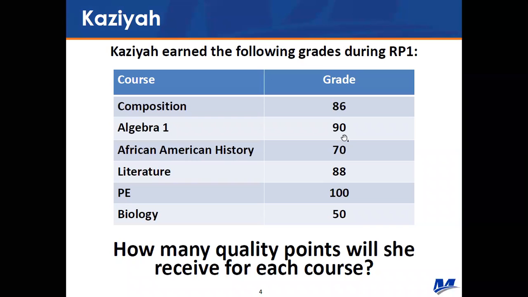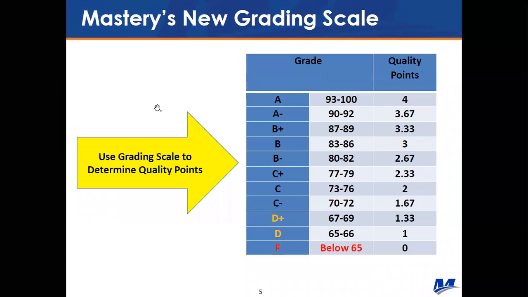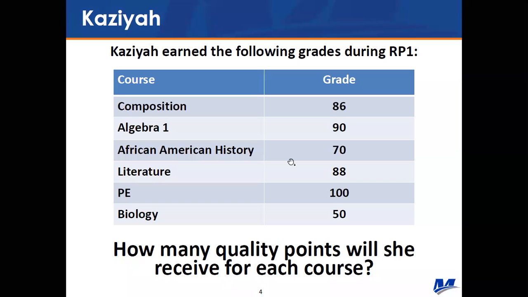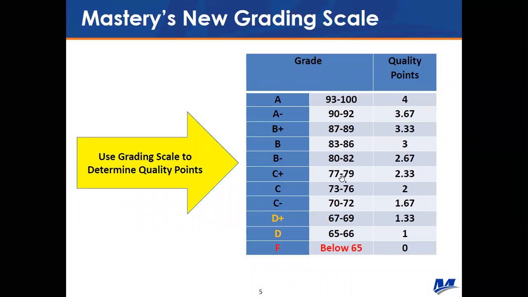So the first thing that we're going to do is try to figure out how many quality points that she's going to receive for each course. So in order to do that, we're going to go back to our grading scale, which is right here, where we see the A is the 4, A minus 3.67. In the previous slide, none of these courses are AP or honors, so we're going to be using the general quality points, right here, for all of the grades that she received.